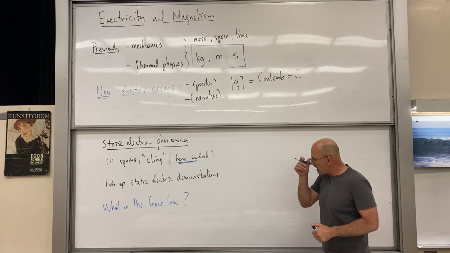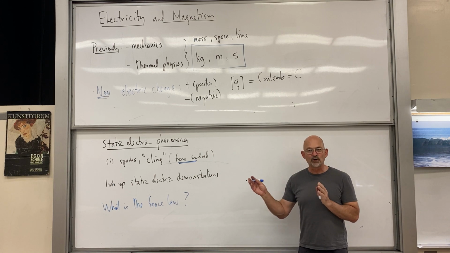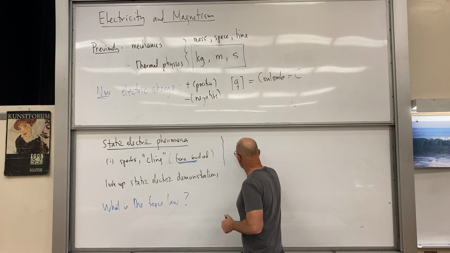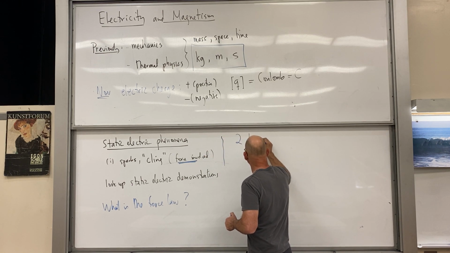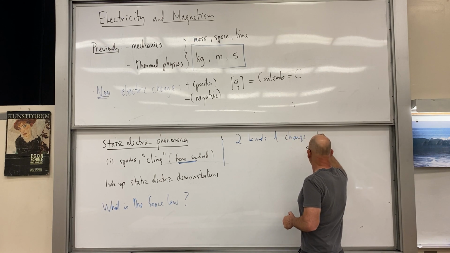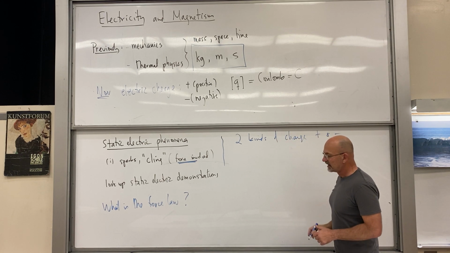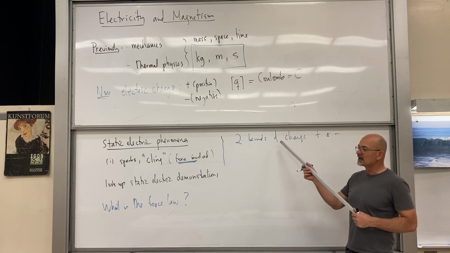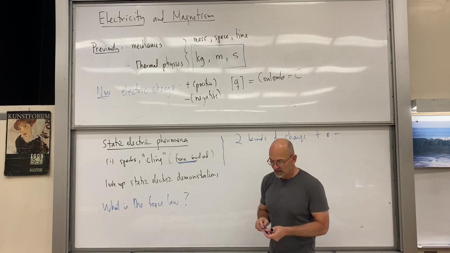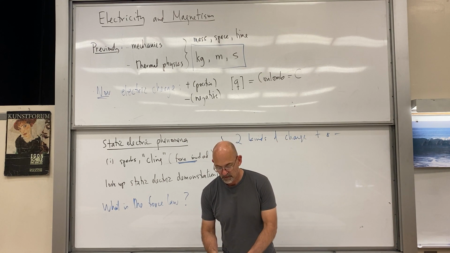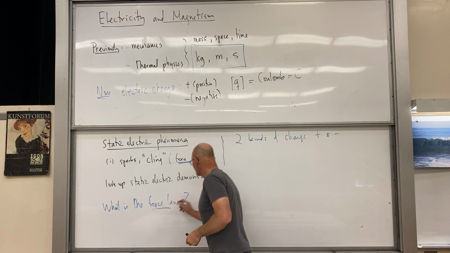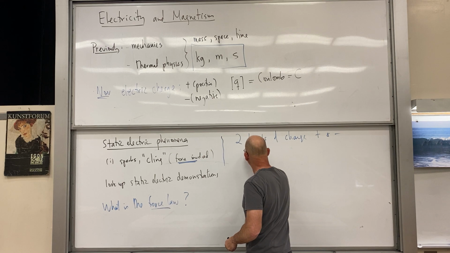So it turns out it's possible to get things to attract or to repel. So we have two kinds of charge, positive and negative. And the first part of the law is simply that like charges repel and unlike charges attract. So that's the first thing about the force law.